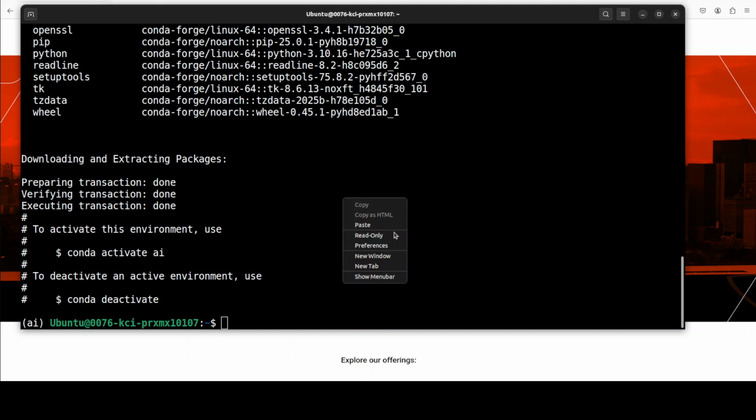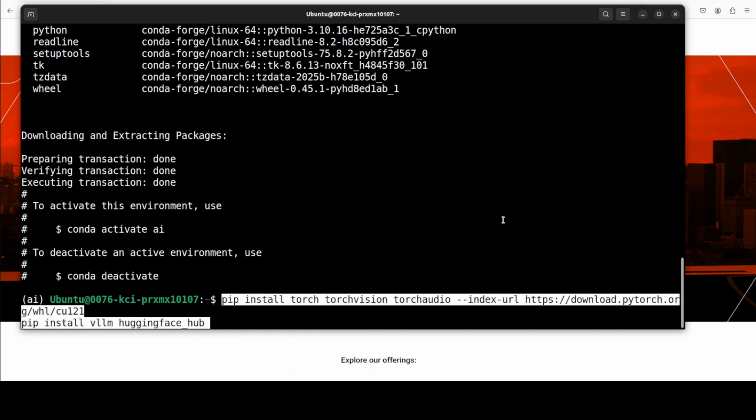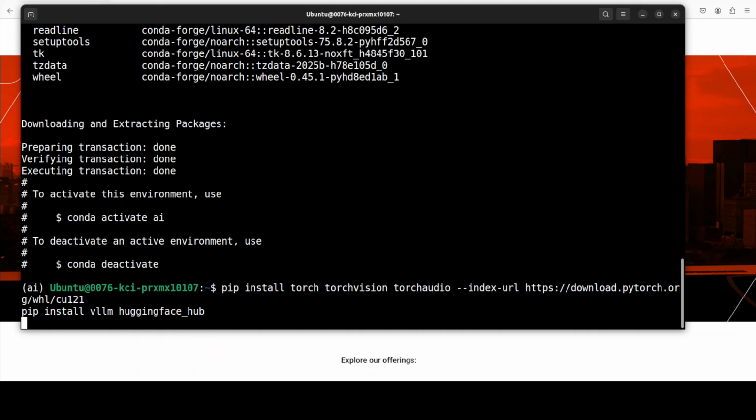So I have started by creating a virtual environment with Conda. And now let me install all the prerequisites here, which include Torch, Torch Vision, and I'm also installing vLLM towards the end.